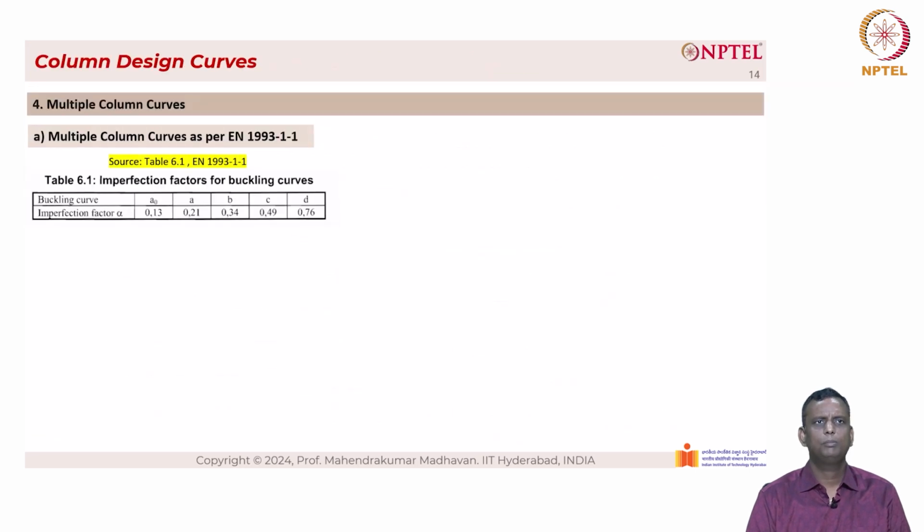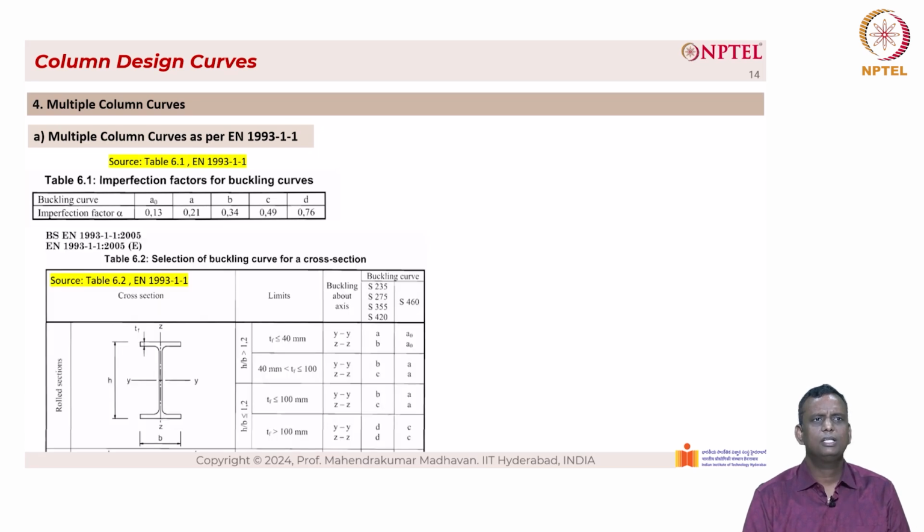Now, when we look at the multiple column curves as per EN 1993 1-1, we have these imperfection factors for buckling curves A0, A, B, C and D. Now, having understood the imperfection factors, we need to select the buckling curve for a cross section. The table 6.2 of the European code gives you the cross section. It also gives you the limit. It also gives you the buckling about the axis, following which you have to define your buckling curve.